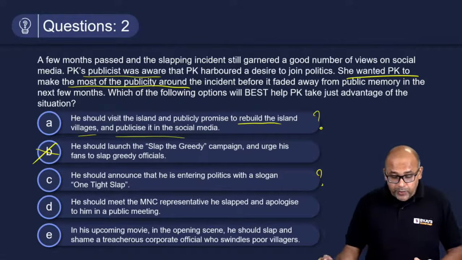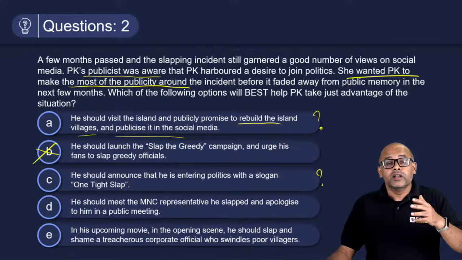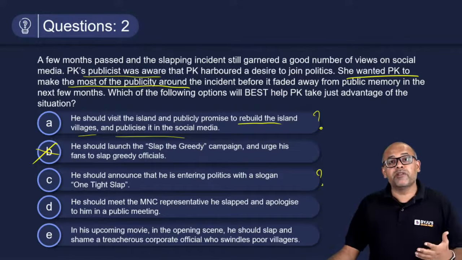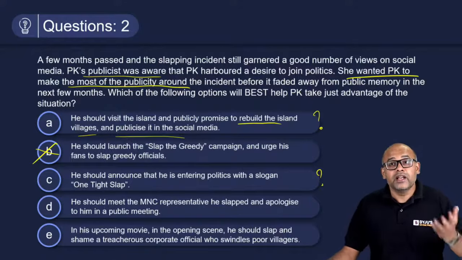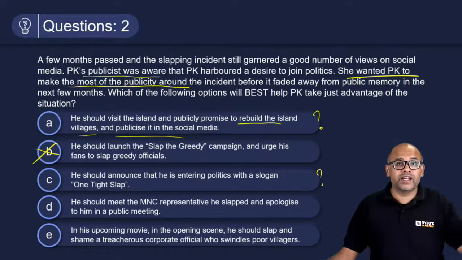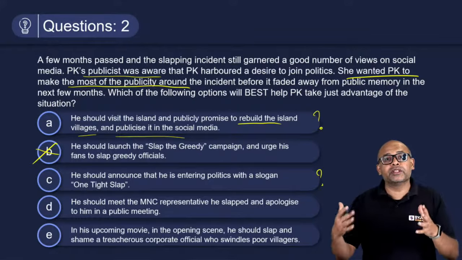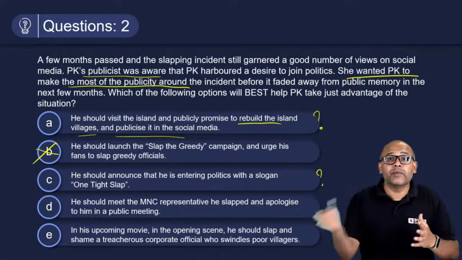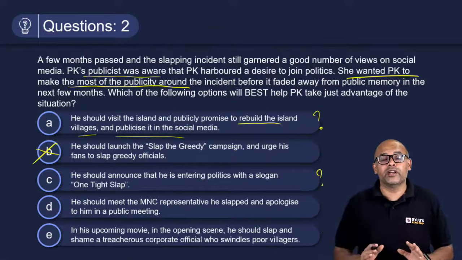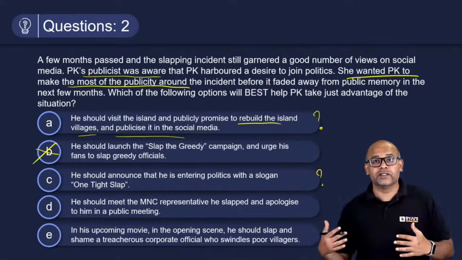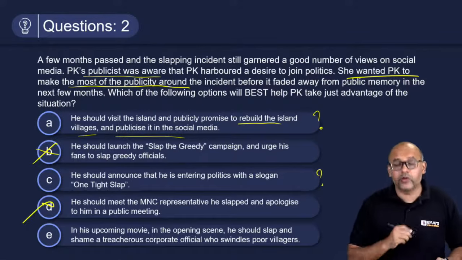Then option D, he should meet the MNC representative he slapped and apologize to him in a public meeting. Now remember, the way in which the entire situation has been given, people could have ended up liking him for what he has done, right? He felt so bad, he fell down on the stage with a hand on his head, all dramatic. So he came across as a person who felt responsible. He slapped the MNC person, all that. Now you can't go back and say, please, I'm sorry, because the people are thinking that you are for us. Then you go back there and say that, the entire narrative will change. So definitely you can rule out D.